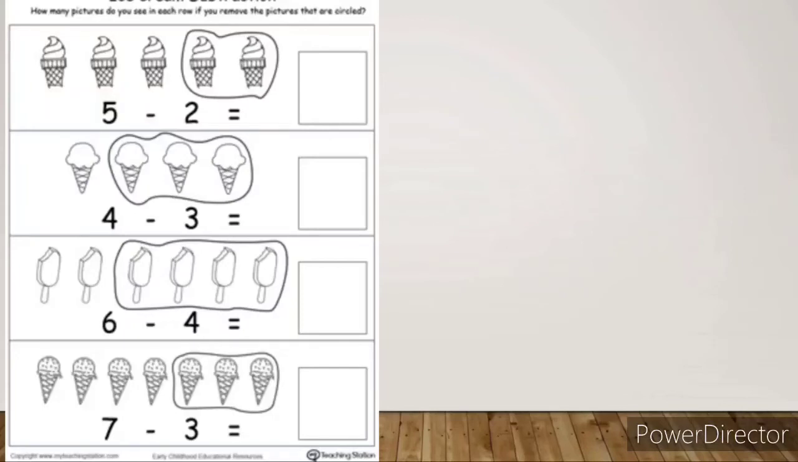Now let's move to the bottom of these sprinkle ice cream cones. 1, 2, 3, 4, 5, 6, 7. 7 minus 3 equals. So he circled the 3 sprinkle cones that he's going to take away. How many sprinkle cones do we have left? Awesome. Go ahead and write that number inside the bottom square. Do you think you're getting the hang of the subtraction? Let's try an even harder one.